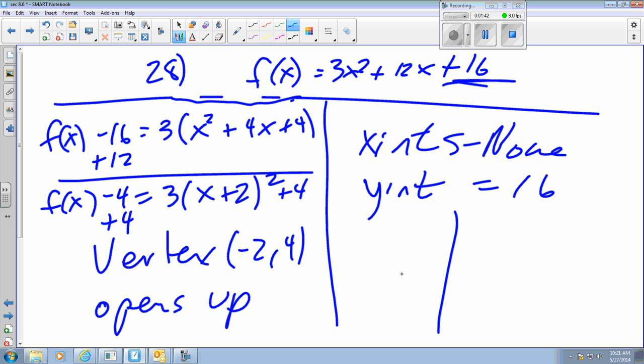So let's see if we can draw this picture. Here's negative 2, 4 right there. We'll call that 16, so it'll look something like that. Let's take a look at number 30.